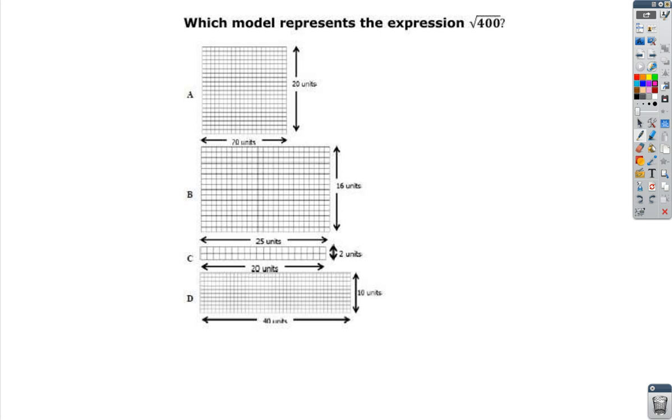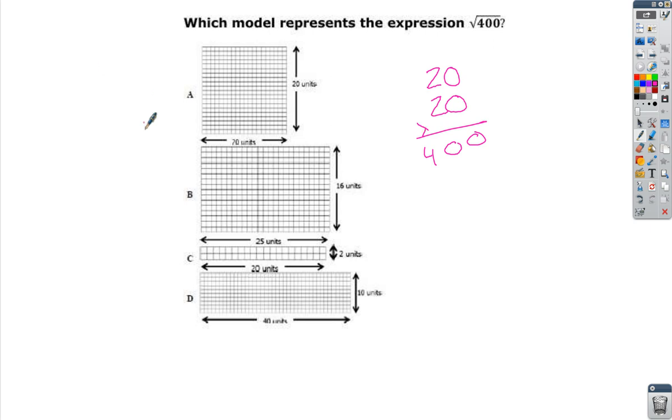So we know 10 times 10 is 100. Well, 20 times 20, and sometimes I can't always do this stuff in my head, so let's think. 20 times 20, 0, and then 0, 2 times 2 is 4, so 400. So we know it would be 20 times 20, so let's look at our models.